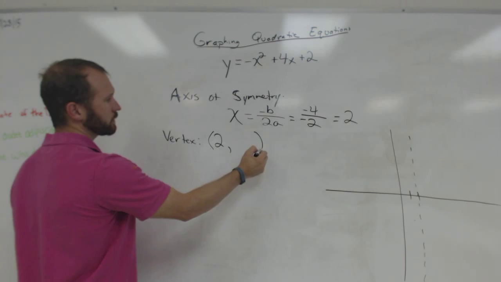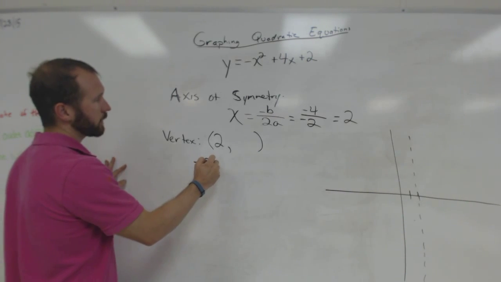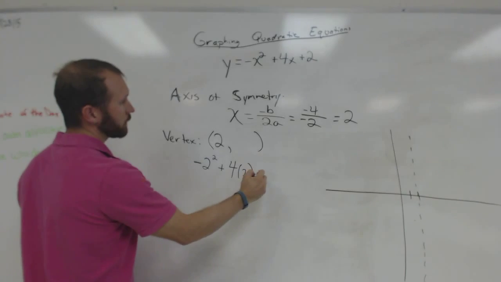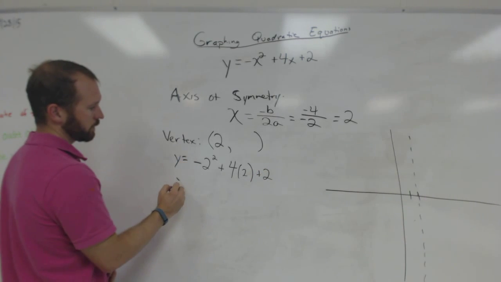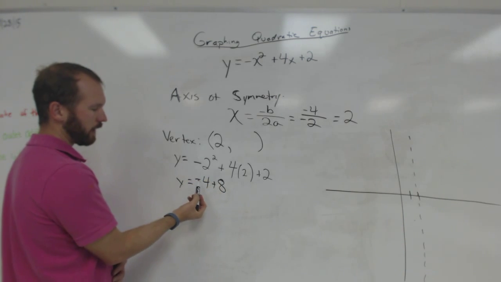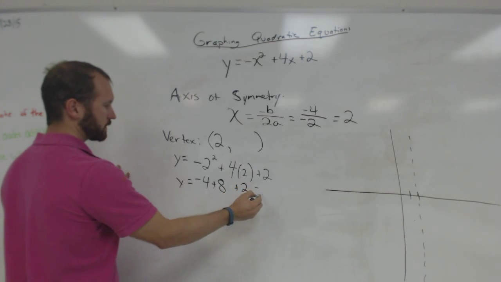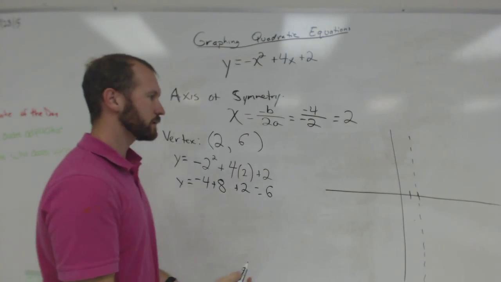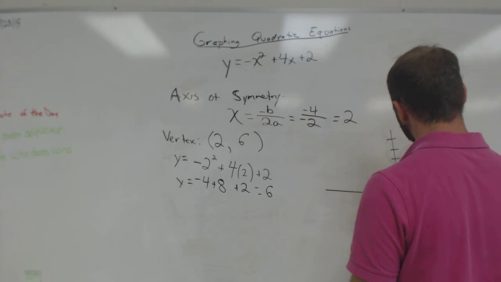So our vertex here is 2, negative 2 squared plus 4 times 2 plus 2, which is negative 4 plus 8. So again, opposite signs, this one's twice as big, plus 2, which I think, if I'm doing my math right, is 6. So our vertex is 2, 6. 1, 2, 3, 4, 5, 6.